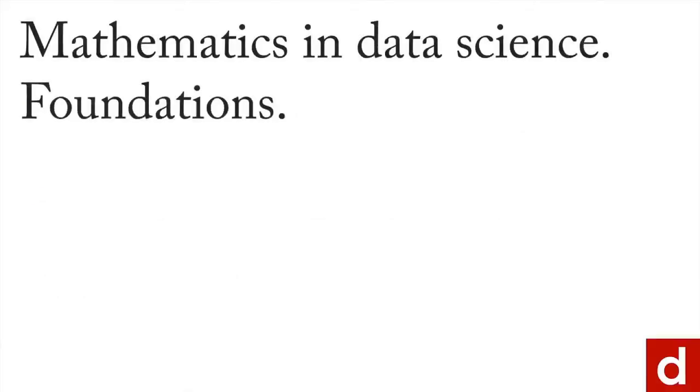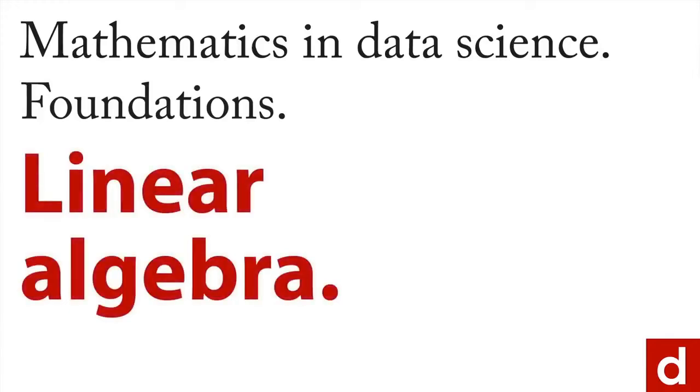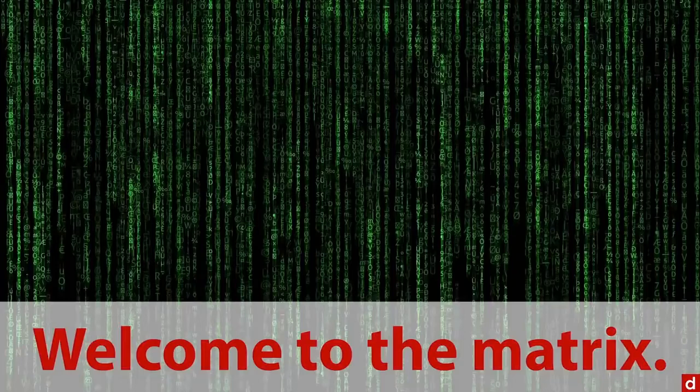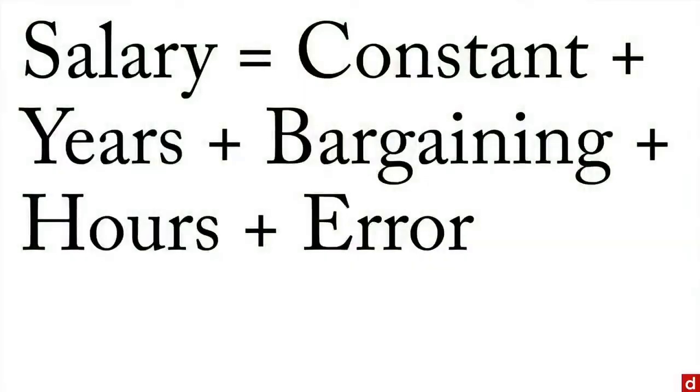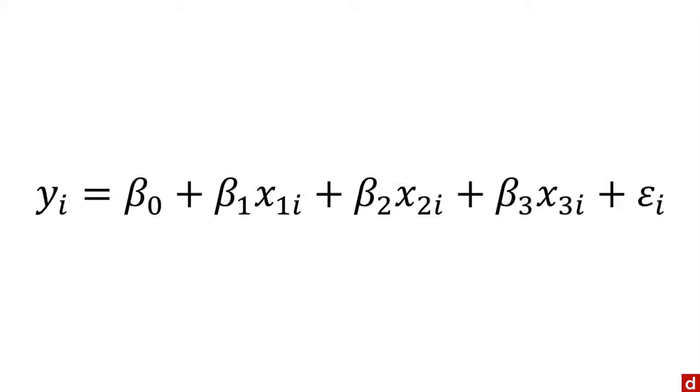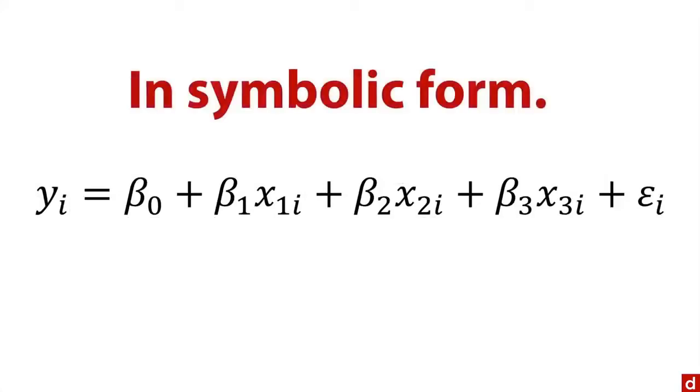The next step in mathematics for data science foundations is to look at linear algebra, or an extension of elementary algebra. And depending on your background, you may know this by another name. And I like to think, welcome to the matrix, because it's also known as matrix algebra, because we're dealing with matrices. Now, let's go back to an example I gave in the last video about salary, where salary is equal to a constant plus years plus bargaining plus hours plus error. Okay, that's a way to write it out in words. And if you want to put it in symbolic form, it's going to look like this.